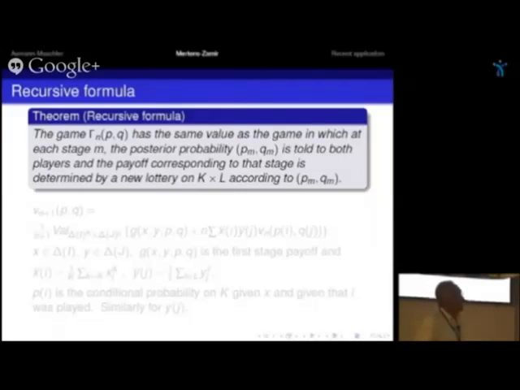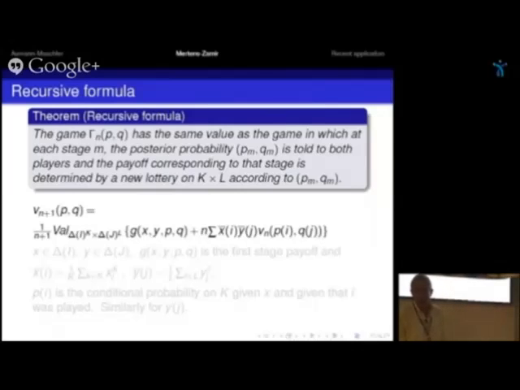The game gamma n has the same value as the game in which, at each stage m, the posteriors PM, QM are told to both players, and the pairs corresponding to that stage are determined by a new lottery according to this posterior. Now, when you have this, you have a lot, because then you can write a recursive formula.